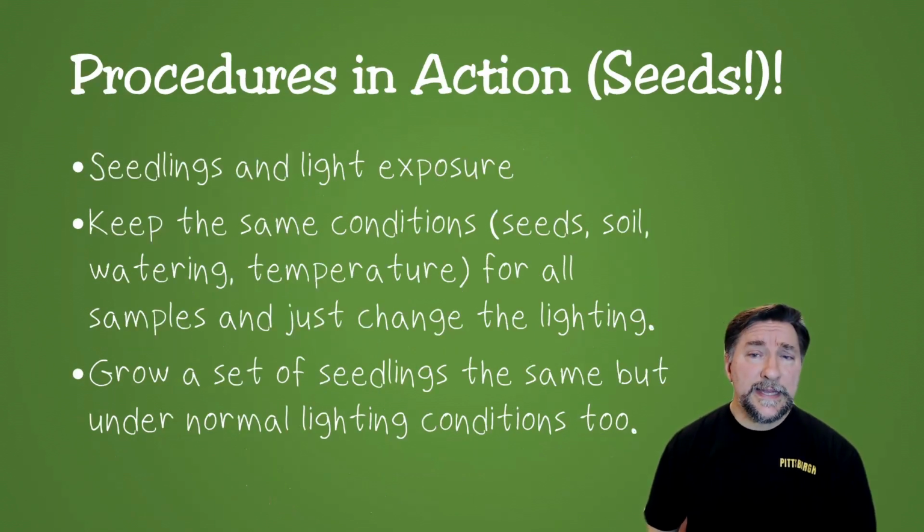If we're looking at the seed example, we're looking at how the seeds grow with regards to changing the light over time. As far as the constants go, we're going to want to make sure we keep the same conditions as much as possible between all the seeds. It means we want to use the same type of seed. We shouldn't be using beans for one part and peas for the other part. You want to plant them in the same soil. You want to water them the same. You want to keep the temperature the same. You want to keep everything as same as possible except for the lighting.